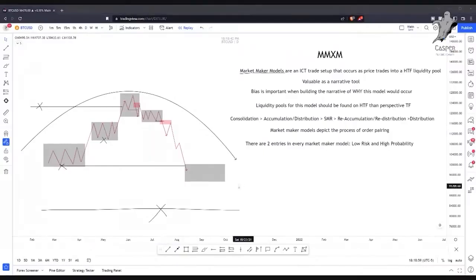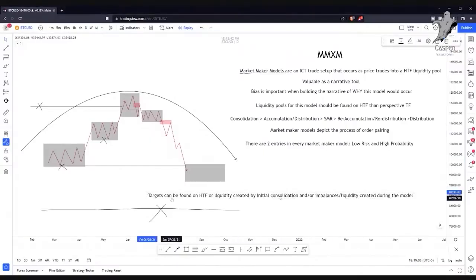So for targets, they can be found in the higher time frame, which maybe this was an old fair value gap under the model on a daily, or an old low on the daily, or equal lows, or an order block, whatever. Or you can use the liquidity created by the initial consolidation, which is right here. Or maybe you target an imbalance that was right here, or you could use liquidity under this. And this is all really a personal preference thing. If you're correct, it should take this low, though. This should be like a final TP.